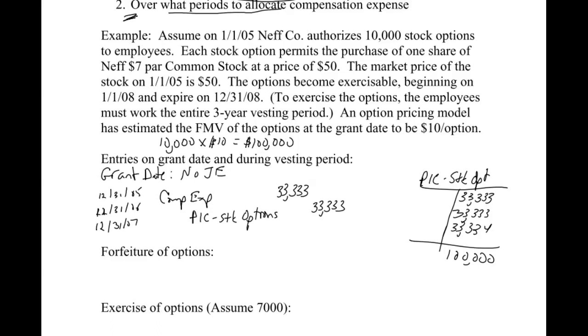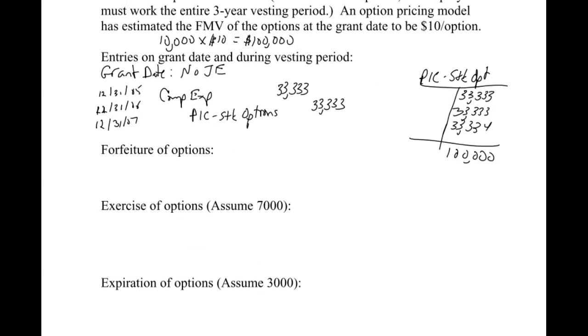Now, if an employee quits work, they don't get to exercise the options, so they forfeit them. So what we're going to have to do in that example is re-estimate our compensation expense and then adjust. We're not going to put any numbers here. I'm just going to show you the journal entry. To adjust when we re-estimate what compensation expense is going to be, we'll essentially back out what we need to back out. I didn't put that as part of the problem, but that would be the journal entry.